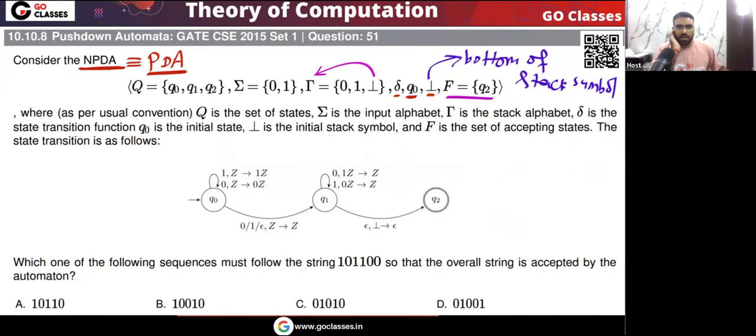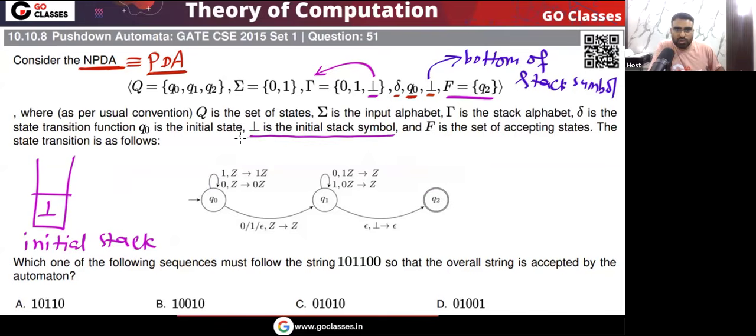Okay. Now let's see one more thing. The bottom of the stack symbol, that you already know, is already given to you. That is this. Okay, so in the stack, initially this symbol is there. This is the initial stack. Now something interesting I'm going to ask you. Some set of states are given to you. Everything is fine. You can see this initial stack symbol is also given to you.